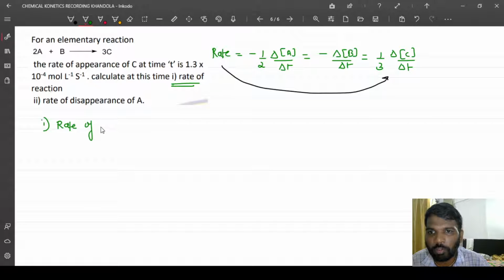Rate of reaction, that is rate is equal to 1 by 3 delta C, delta means change in concentration of C, by delta T.